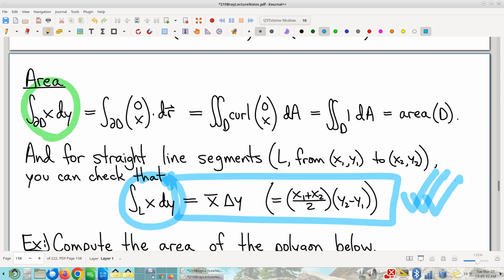Do you know how to carry through the integration? Okay, so good exercise. I hope you give it a try. Notice how nice the answer is. The average value of x times the change in y. It's super easy to just at a glance compute.